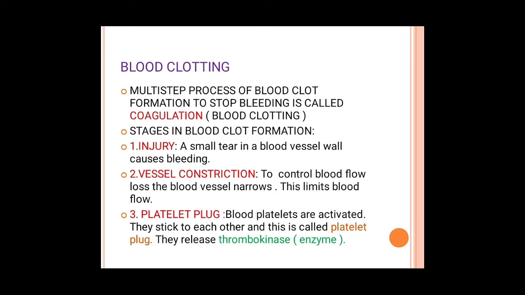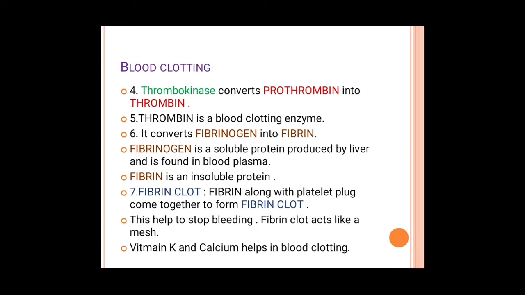Third process is platelet plug formation. Blood platelets are activated when there is an injury. They stick to each other and this is known as platelet plug. This platelet plug releases thrombokinase enzyme. Thrombokinase converts prothrombin into thrombin. Thrombin is a blood clotting enzyme which converts fibrinogen into fibrin.